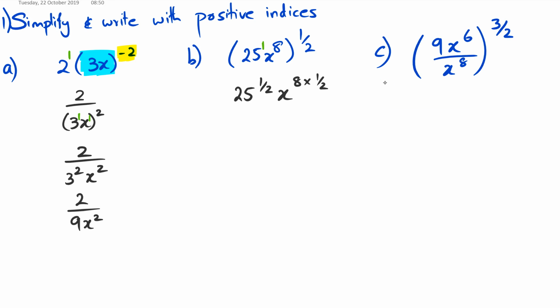So in this case, we're going to get an answer of 25 to the power of half is 5, and then x to the power of 8 times half is x to the power of 4. And that's it. We leave it like that.